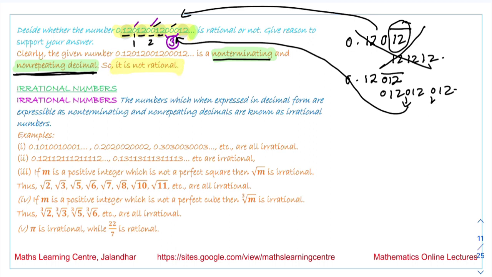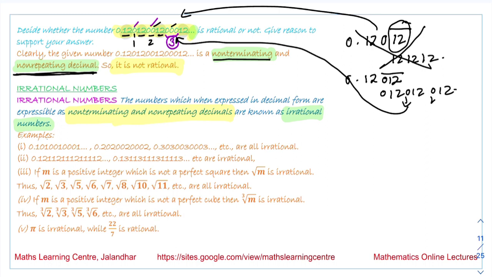So the next definition we have is irrational number. Numbers which when expressed in decimal form are expressible as non-terminating and non-repeating decimals. Here we are talking about decimal representation. It is non-terminating and non-repeating decimals. These kind of numbers are called the irrational numbers.